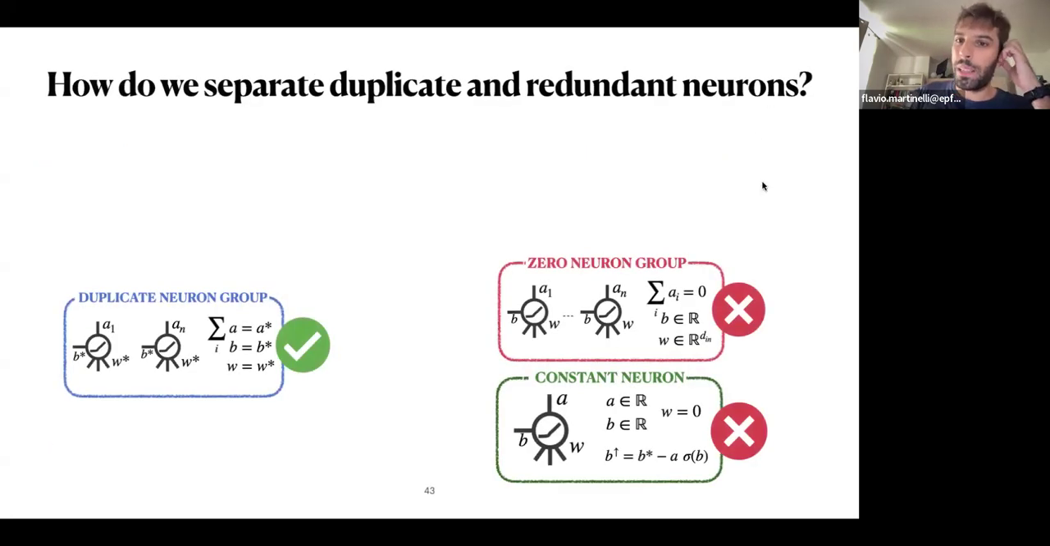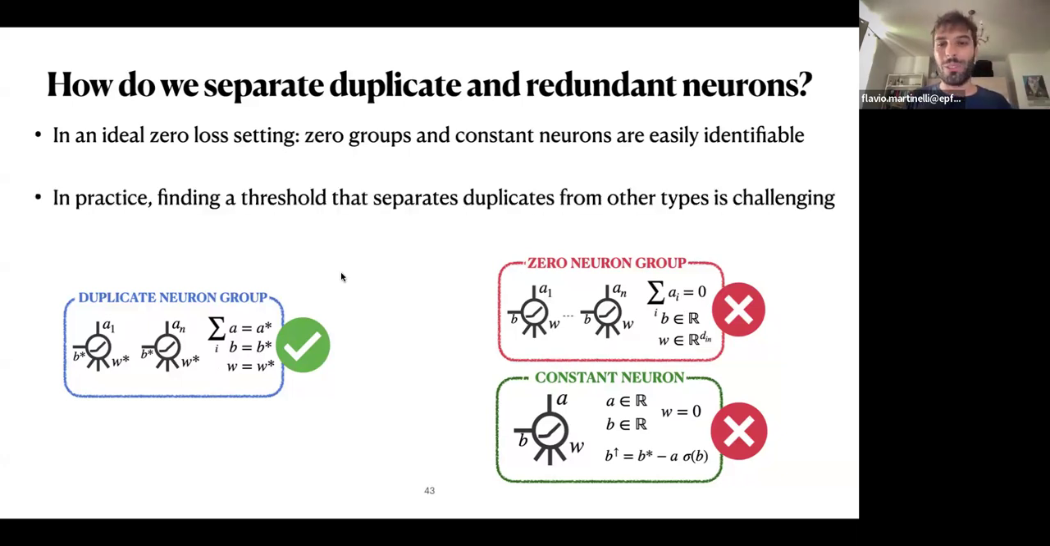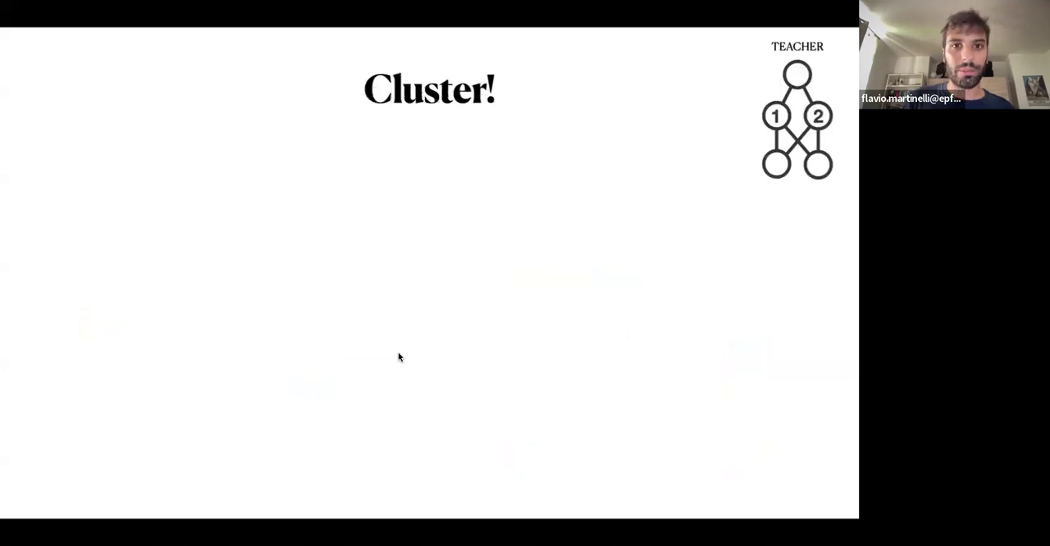And well, now the question is, how do we separate duplicate and redundant neurons? So in ideal zero loss settings, zero-type and constant neurons are easily identifiable, right? Because I can just look at whether there are neurons summing to 0 in their output weights or equaling 0 in their input weights and keep all the rest. But in practice, I can never train to exact zero loss. So with big networks, there's always numerical error. So I will never be able to find a specific threshold that can filter out some neurons and keep others. So it becomes a little bit more challenging.